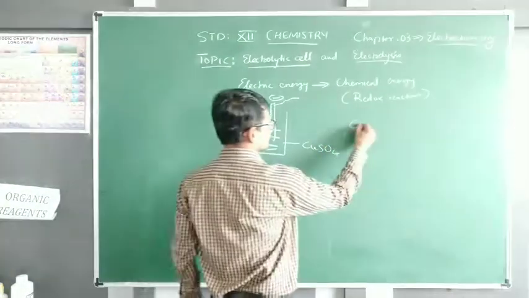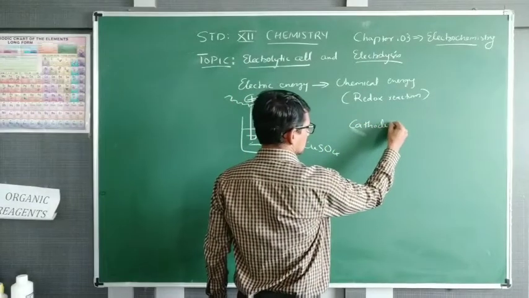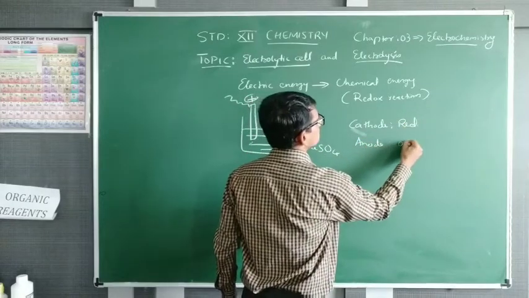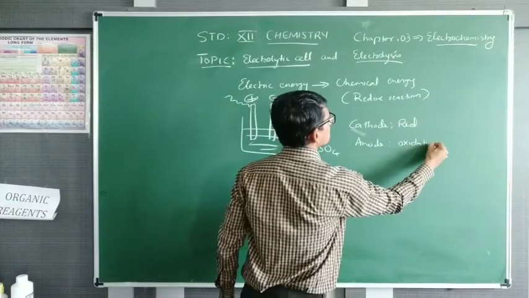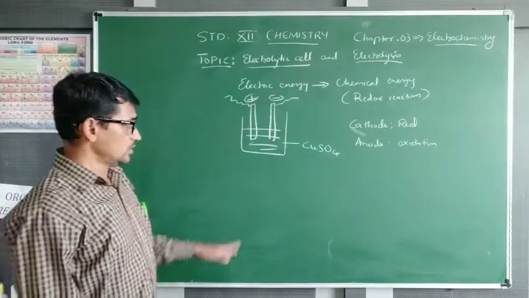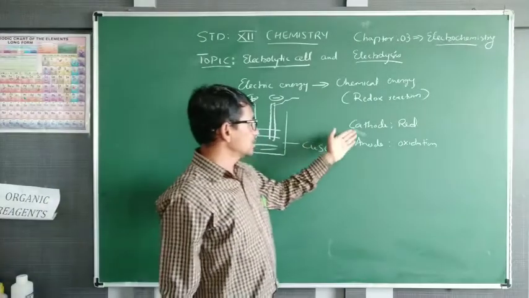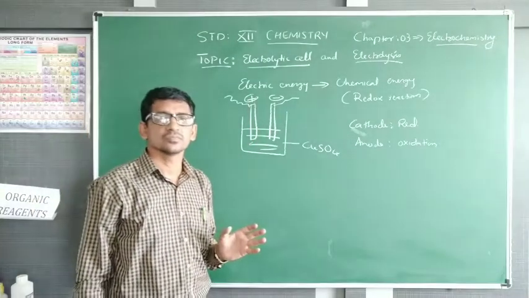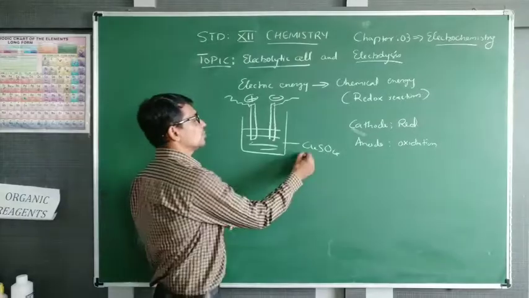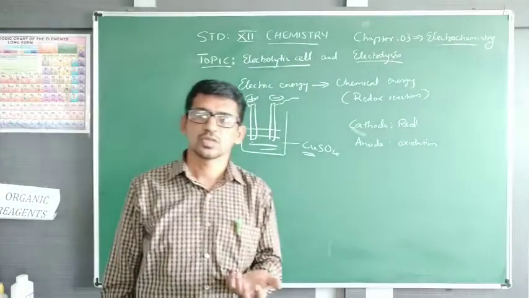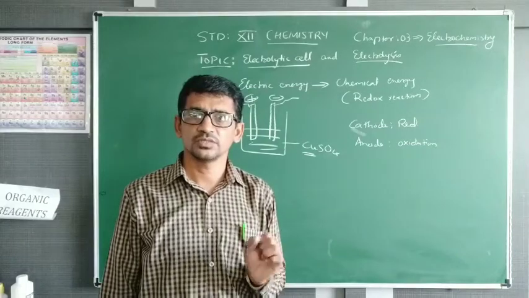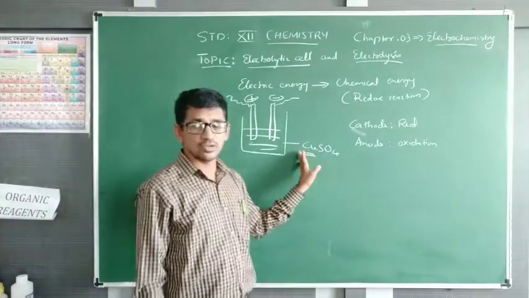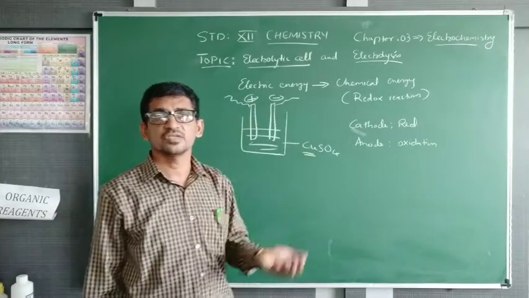At cathode, reduction will take place, and at anode, oxidation reaction will take place. This oxidation and reduction depends upon standard reduction potential. If the standard reduction potential of a particular ion is more as compared to that of hydrogen, which is 0, then its reduction takes place.